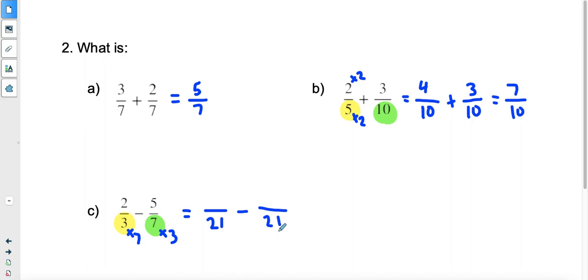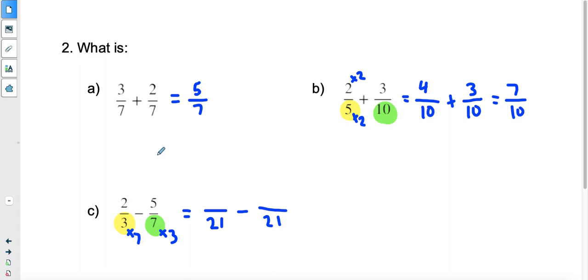So all we have to do is think about in these problems, what can we multiply these by to make the denominators the same? That's all we have to do. Another way you can think about this as well is my denominators here, 3 and 7, they both go into 21. So that's another way you can think of this as well.